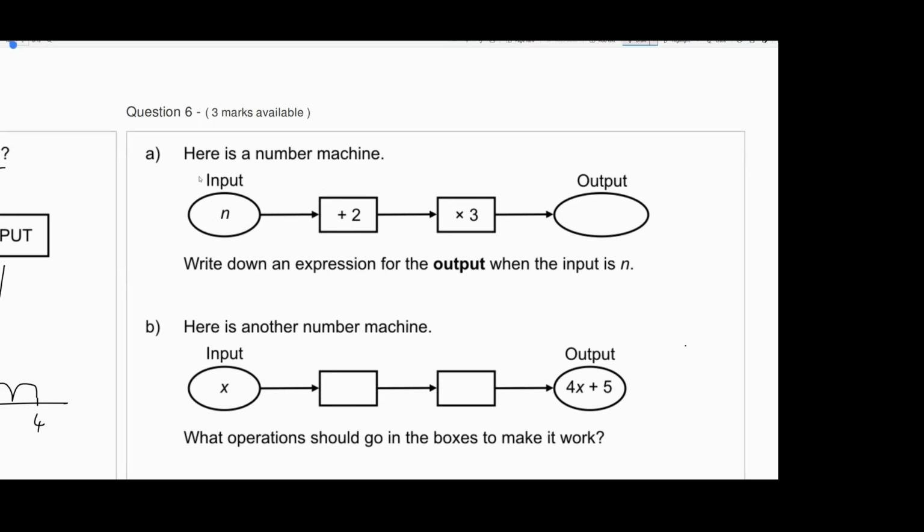Okay, so if you have a look at question 6, as long as your internet's been okay, we want to work out what the output would be when the input is n. So this is a little bit trickier. We have an input of n this time. So it's not a number, it's a letter. That means you can't actually work it out. You just have to write down expressions. So if we added 2 to n, what expression would we have?